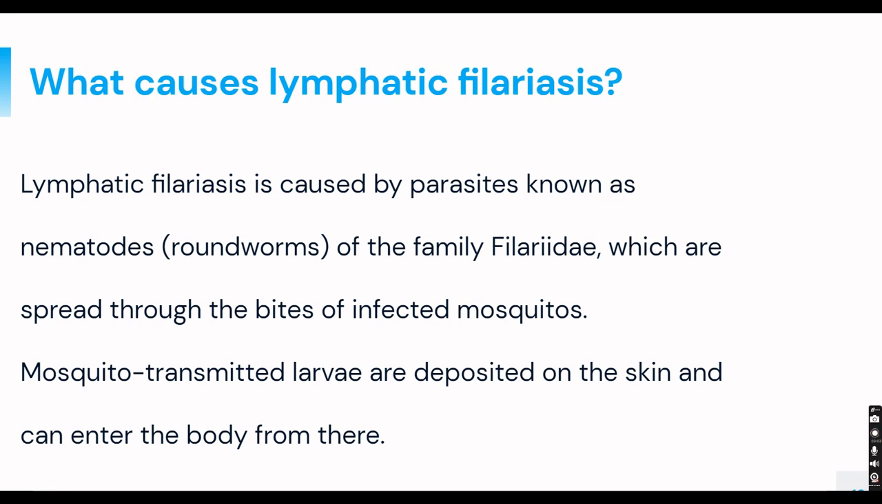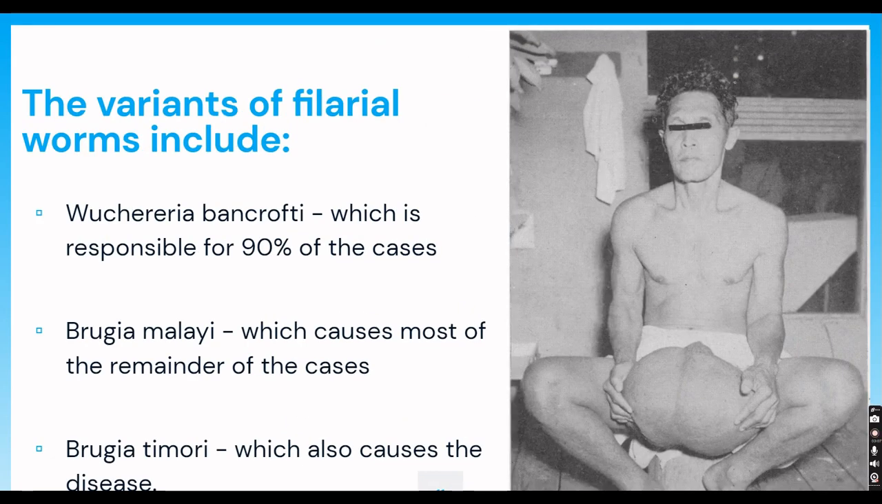These thread-like filarial worms come in different variants. These variants are Wuchereria bancrofti, which is responsible for 90% of the cases, Brugia malayi, which is also responsible for the remainder of cases, and last but not least, Brugia timori, which also assists in causing disease.